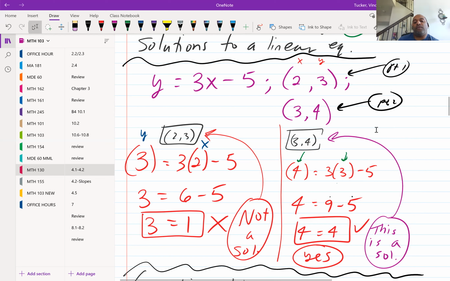The next ordered pair, (3, 4). Plug them in the same fashion. 4 is y, 3 is x. 3 times 3 is 9, 9 minus 5 is 4. So we have 4 equal to 4. So that is a solution because that's a true statement. So can I ask a question? I know it's going to sound crazy. On my left, you get 3 equal to 1 and it's not a solution. So if it was two of the same numbers, it would be true. If it's not, it's not true. Right. Okay.